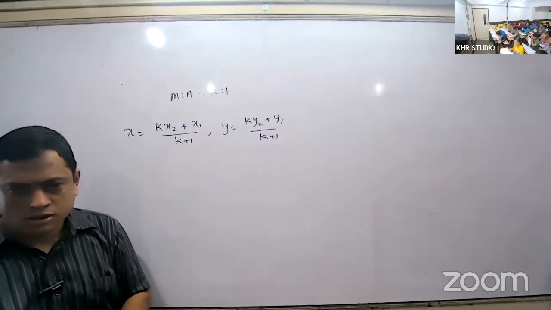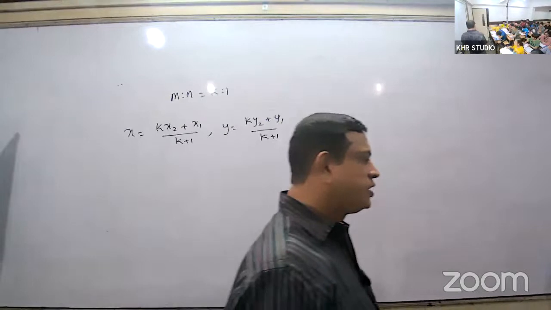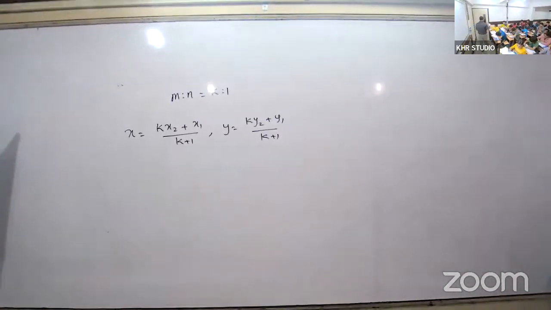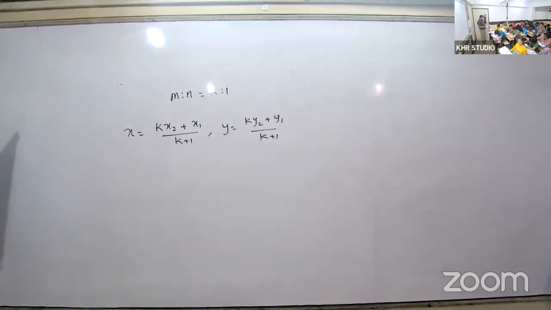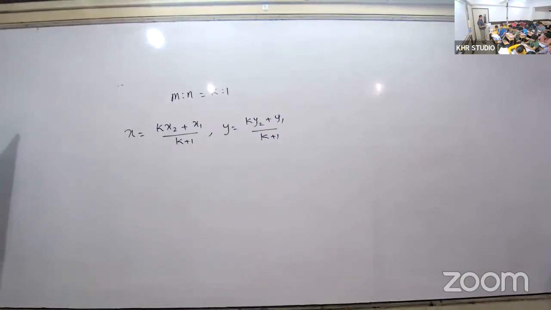To obtain the ratio m is to n, we take m is to n is equal to k is to 1.